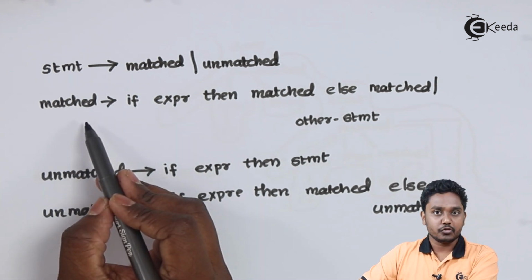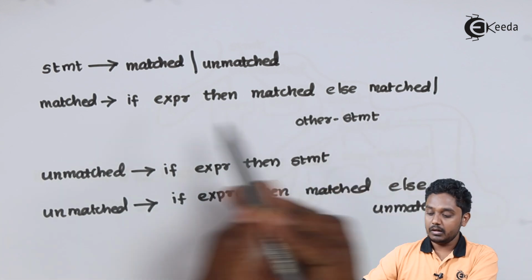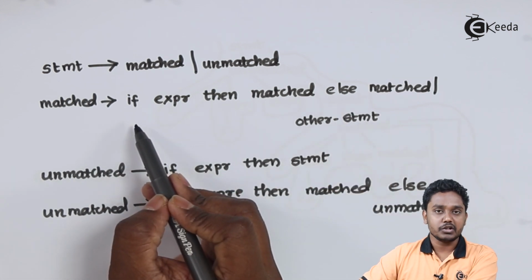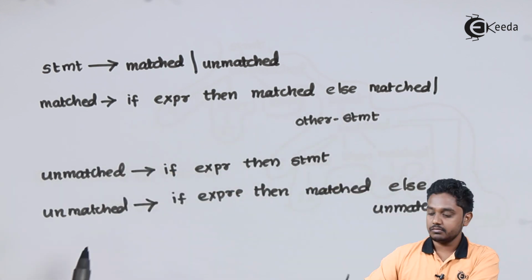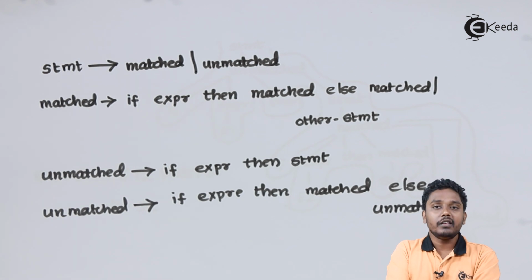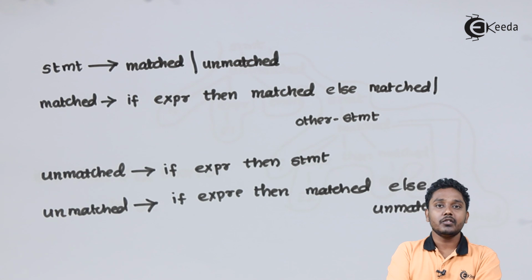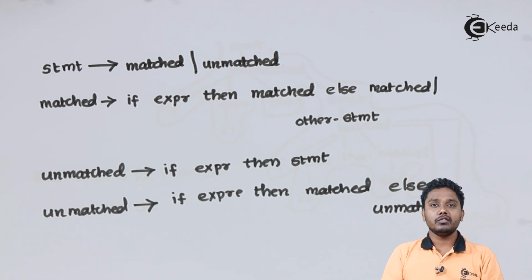Similarly, in the matched one, the if construct and the else construct are joined within the same production, which means that the if and else which are associated would always be connected using the nearest construction. This particular strategy will remove the ambiguity of the dangling else between the ifs.